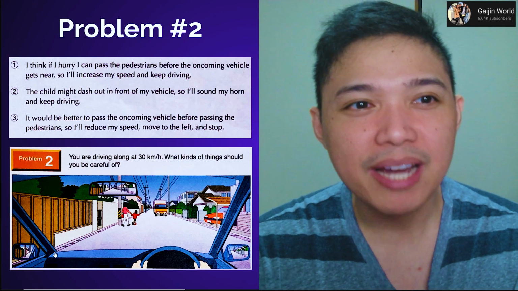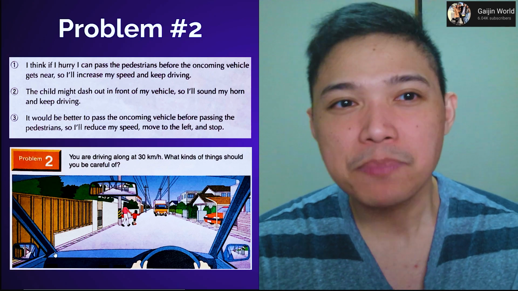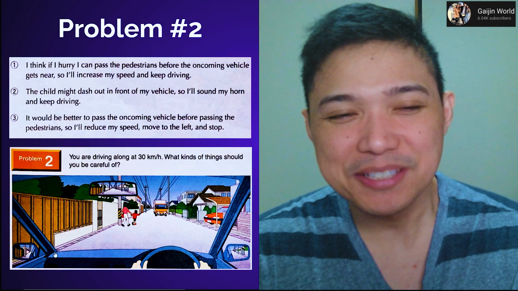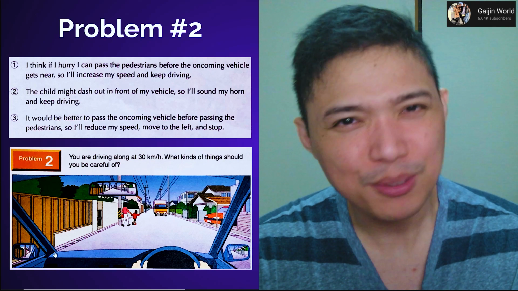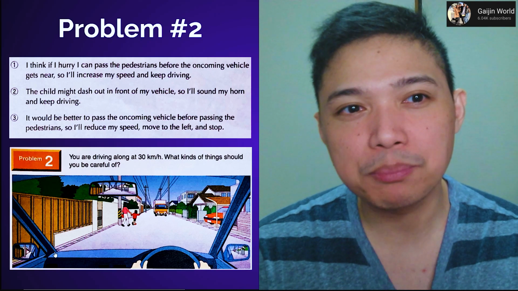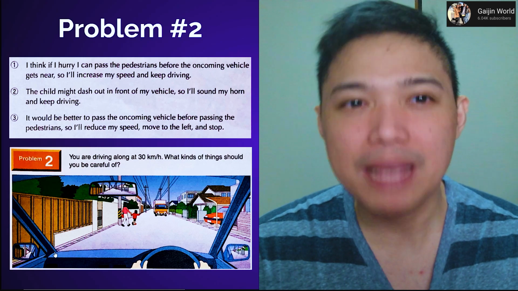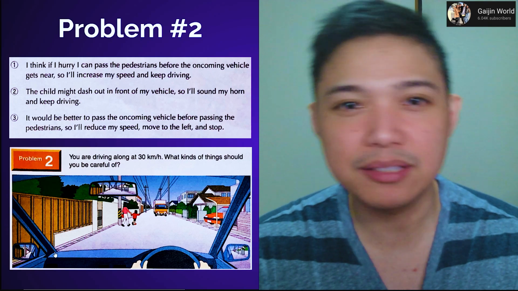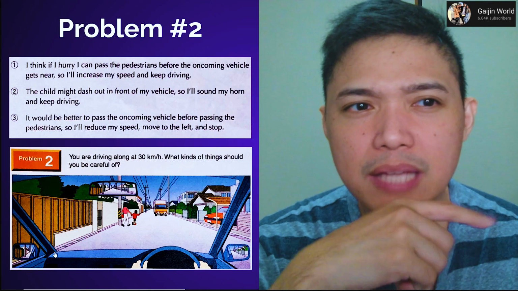Number two, the child might dash out in front of my vehicle, so I'll sound my horn and keep driving. I think number two is also false, but I'll try to explain later. Number three, it would be better to pass the oncoming vehicle before passing the pedestrians, so I'll reduce my speed, move to the left, and stop. I think the answer here is true.